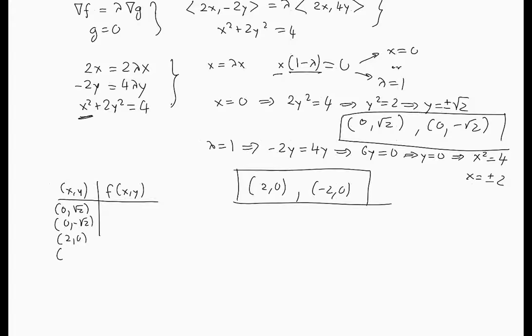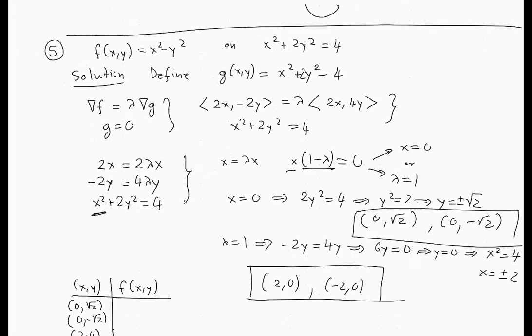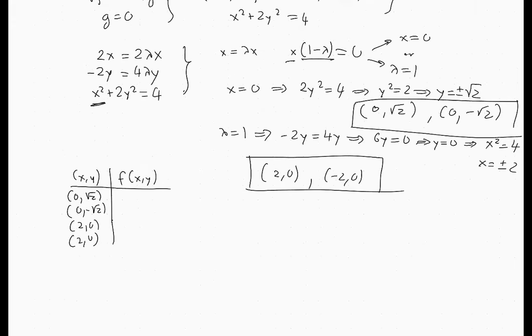Okay, so we will get minus 2 here, another minus 2 here. We'll get a 4 here and a 4 here, which means that this is a maximum, not a local maximum, an absolute maximum over that ellipse, and this is a minimum. And this is the second point where we have a minimum, and that solves our problem.